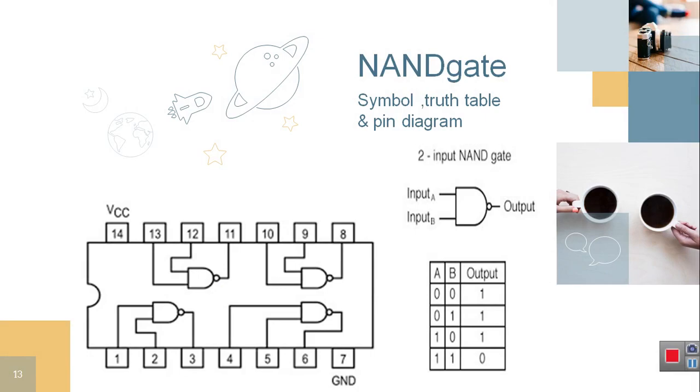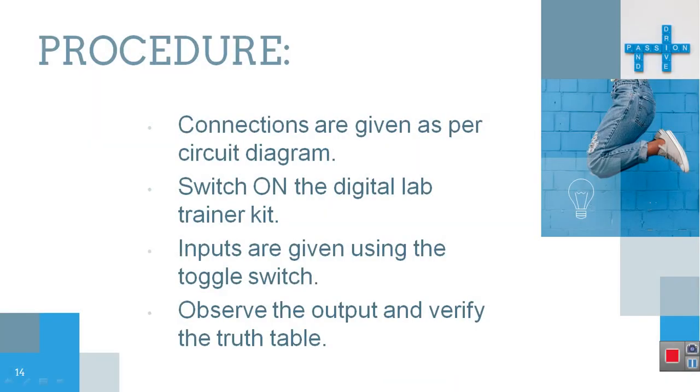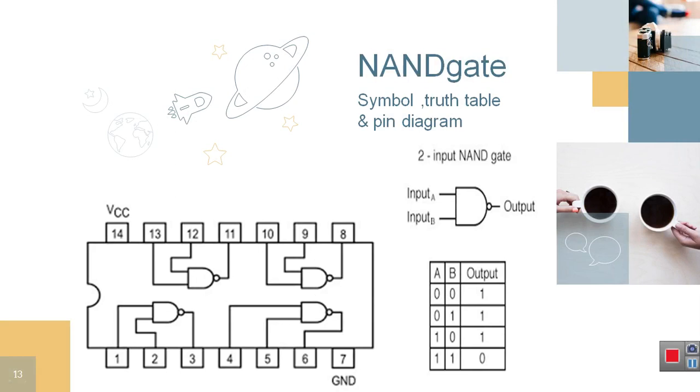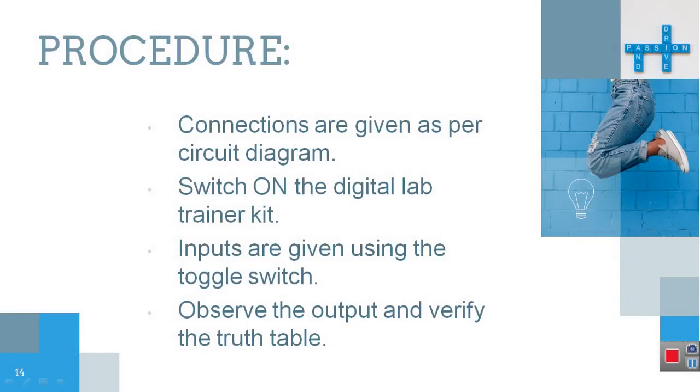And the procedure for the experiment is: connections are given as per the circuit diagram. Look at the previous slide. We have a pin diagram right here, and that pin diagram helps us to give the connections for the circuit. Switch on the digital lab trainer kit. Inputs are given using the toggle switch. Observe the output and verify the truth table.